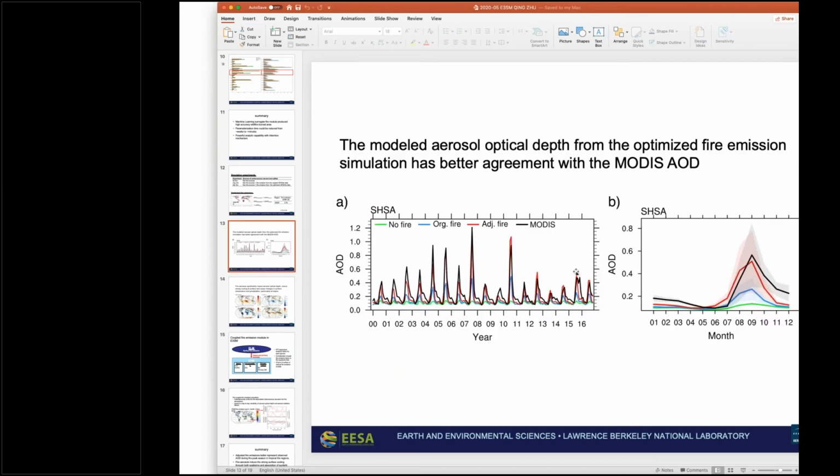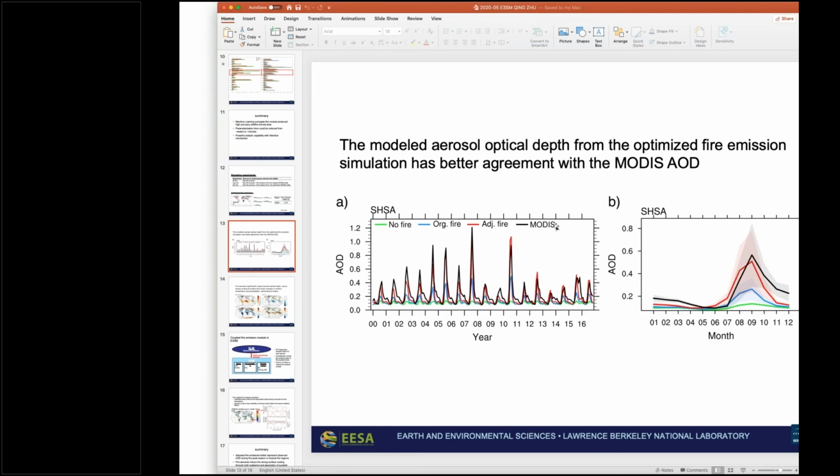The idea is to adjust the GFAT emission data so that the simulated ALD is close to the AeroNet ALD as much as possible. And then evaluate the model, the larger scale with independent data set, modest ALD. Here we see no fire, original fire, and adjusted fire. So different color. Compare with the black line, the modest ALD. We see that adjusted fire is pretty good at this stage.